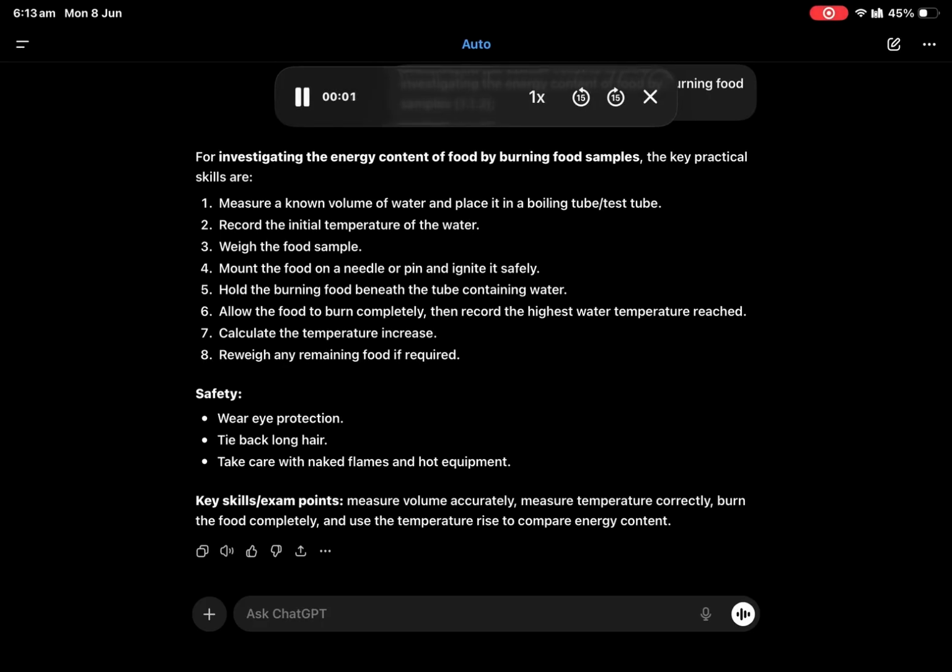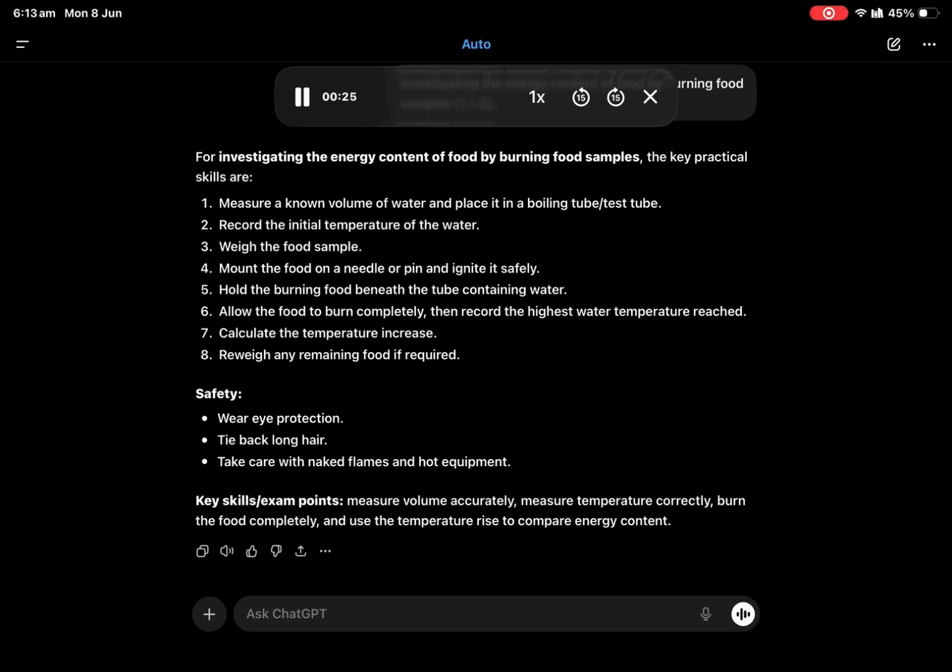For investigating the energy content of food by burning food samples, the key practical skills are: 1. Measure a known volume of water and place it in a boiling tube, test tube. 2. Record the initial temperature of the water. 3. Weigh the food sample. 4. Mount the food on a needle or pin and ignite it safely. 5. Hold the burning food beneath the tube containing water.